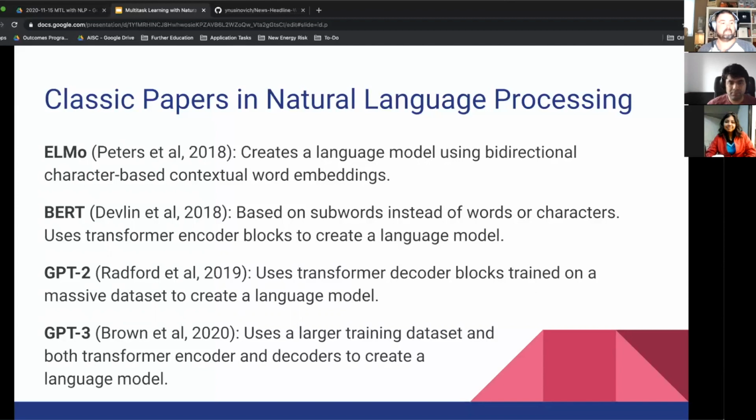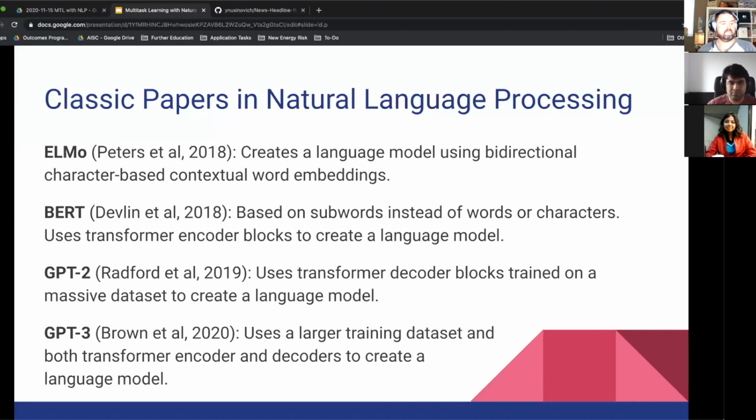And then there was GPT-2 and GPT-3. You may have heard of them in the news. GPT-2 uses transformer decoder blocks trained on a massive data set to create a language model, and GPT-3 uses an even larger training data set and transformer encoders and decoders to create a language model. These are in the news because of their potential to create lots of fake text, fake news, things like that. ASR already has presentations on ELMo, BERT, and GPT-2.